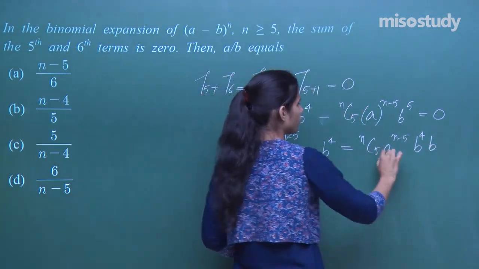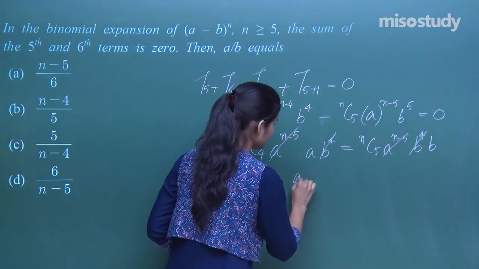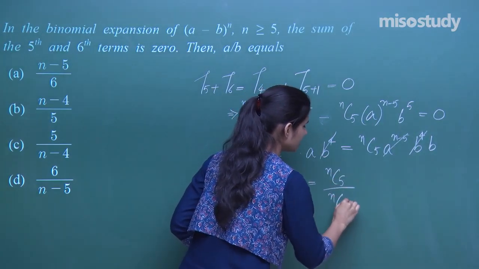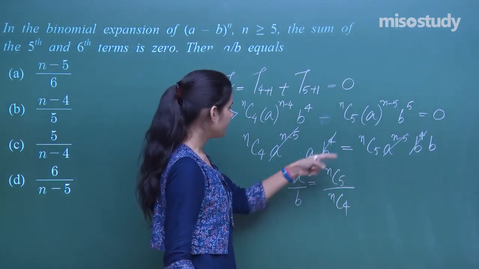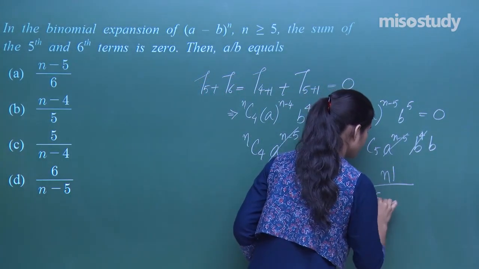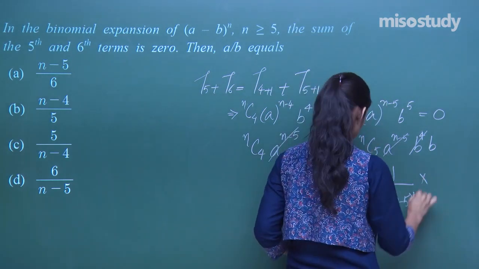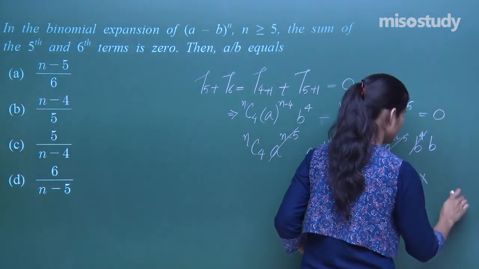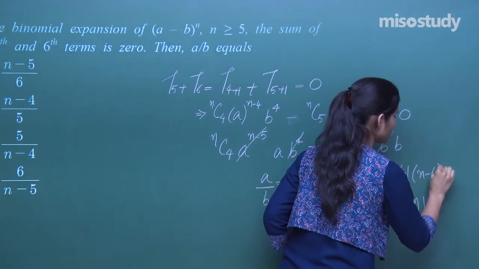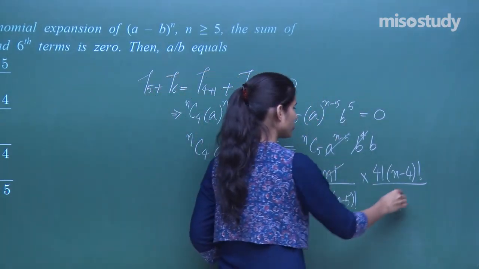So why did I do this? Obviously because of this. And now what I have is a by b is nC5 upon nC4. A upon b is nC5 upon nC4, which is n factorial upon 5 factorial into (n minus 5) factorial, multiplied by n factorial upon 4 factorial into (n minus 4) factorial. Clear? So n factorial cancels.